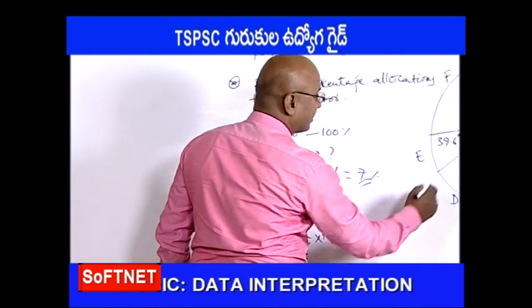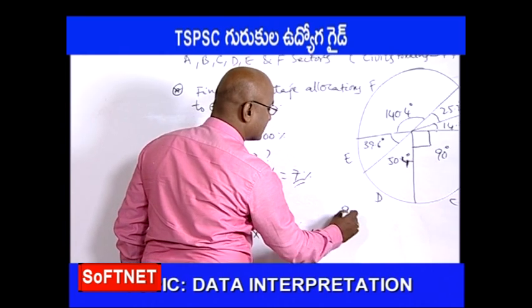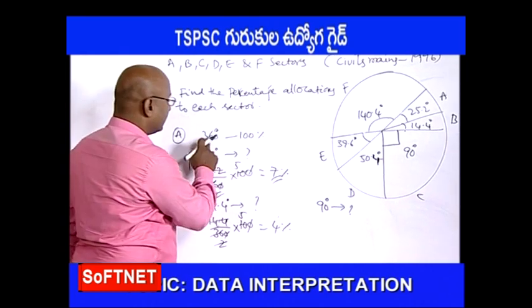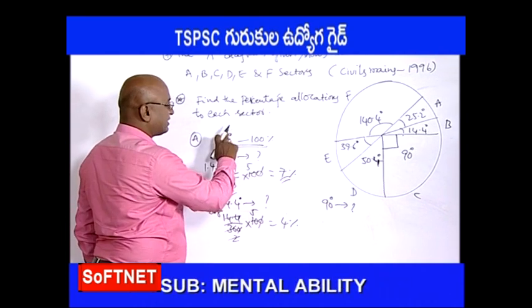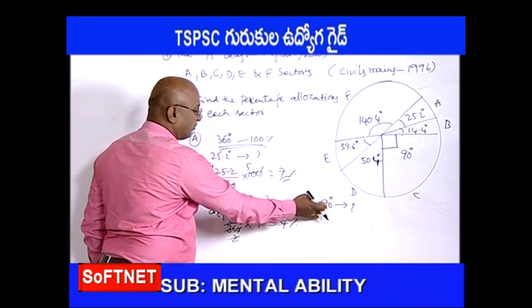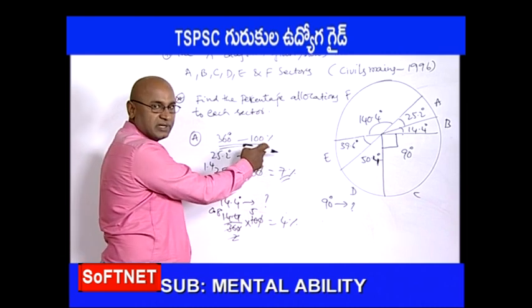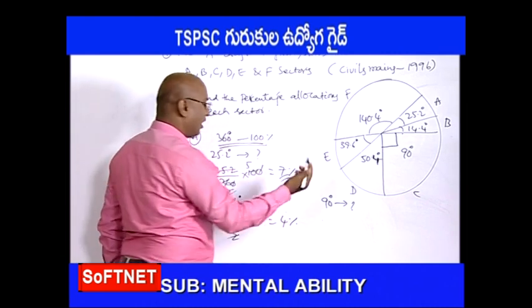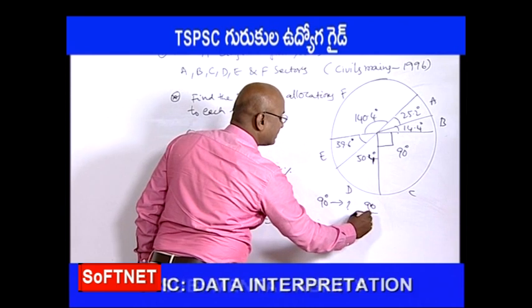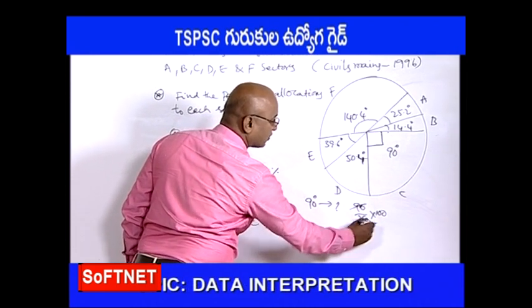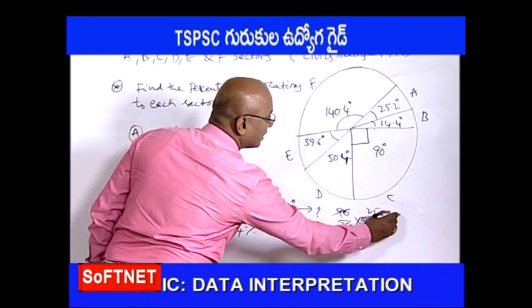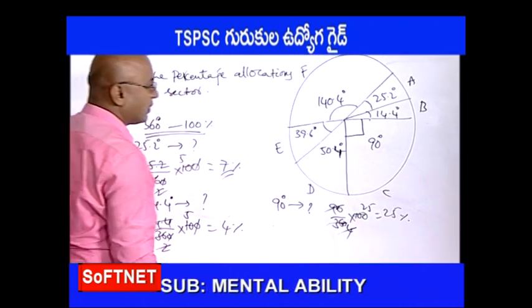Similarly, C. What is the value of C? 90 degrees. 90 degrees, how much? If 360 degrees is equal to 100%, then 90 degrees, how much? 90 by 360 into 100, or it is 1/4 of this. That's why it is 1/4, that is 25%. Or otherwise, 90 by 360 into 100, 9 by 36, so 4 ones, so 4 25s. That is equal to 25%.